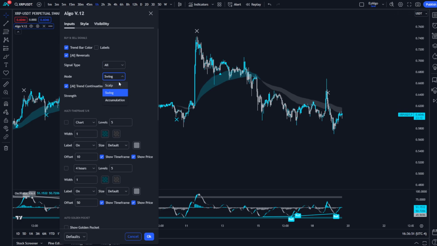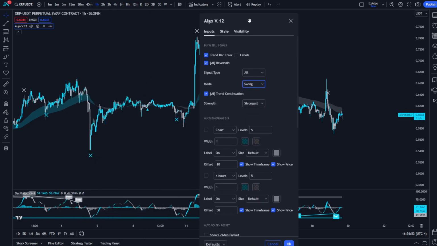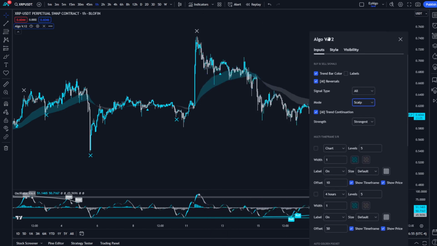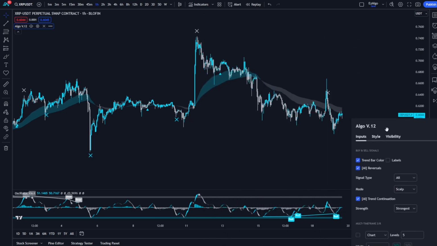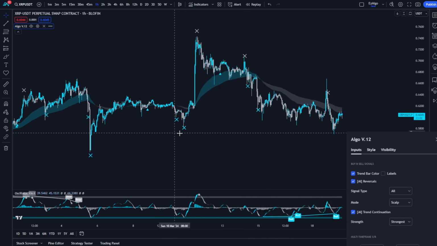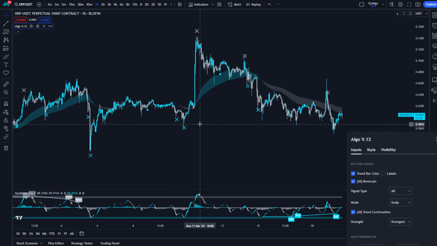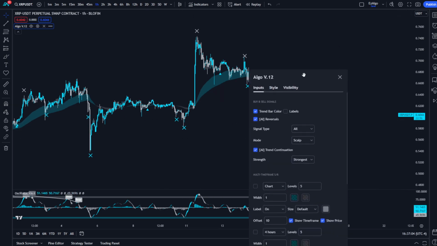And below here, we have mode. So we have a swing mode, which is by default. We also have a scalp mode. Now, a scalp mode will show you more entries. Now, this is going to be for a slightly lower time frame of trading, like a 1 hour and below. You'd probably want to use the scalp mode. You can still use scalp mode on a higher time frame.